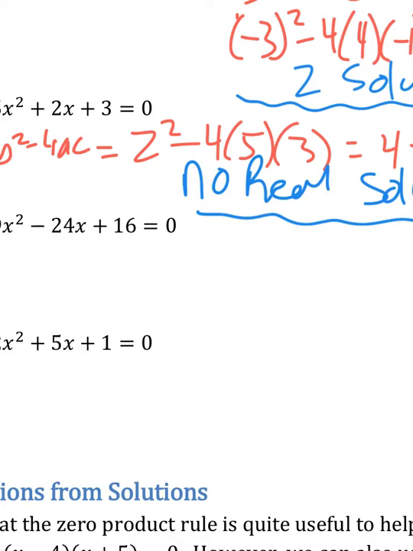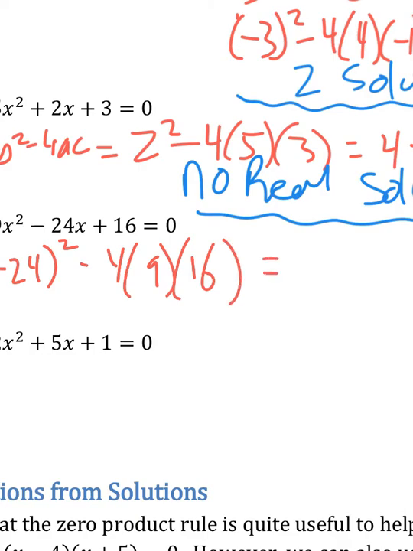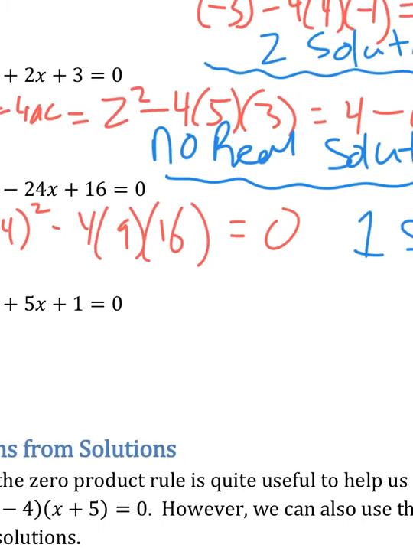Ooh, giant numbers here. Okay. Let's rely on someone pulling out their calculator. Negative 24 squared minus 4 times 9 times 16. 0. Is it 0? Yep. All right, 0. Perfect. Okay. What does that mean? One solution. One solution, one x-intercept.